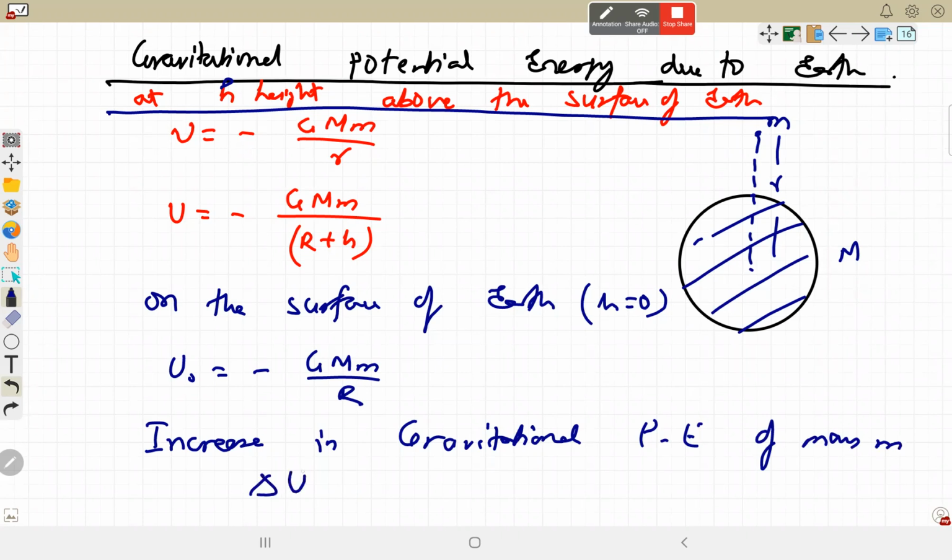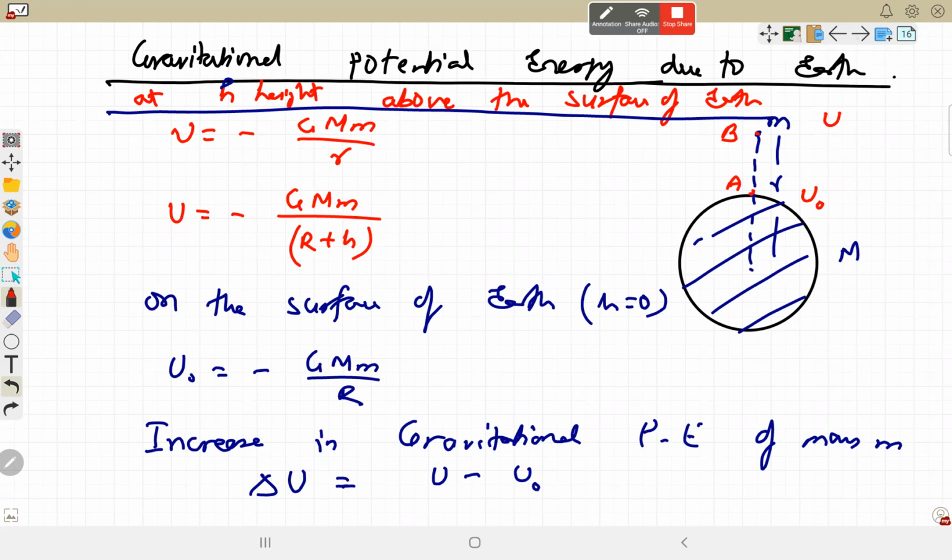And that increase will be final minus initial. One way is energy conservation: potential energy at A plus kinetic energy at A is equal to potential energy at B plus kinetic energy at B. Second, we can use the potential of point A and potential of point B, or we can directly use this formula. The potential energy at height h is U and at the surface is U naught. Take the difference.